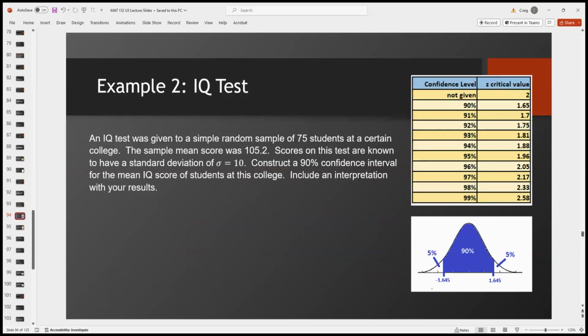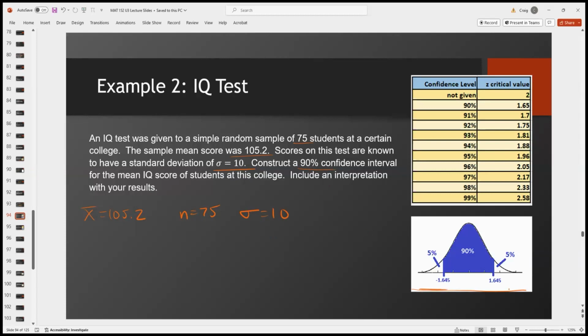So let's try another example, and here you can see what we're doing with the distribution. But again, this is kind of what you did before. An IQ test is given to a simple random sample of 75 students at a certain college. The mean of that sample, 105.2. Okay, our sample size is 75. Scores on the test are known to have a standard deviation of 10. We want to construct a 90% confidence interval.